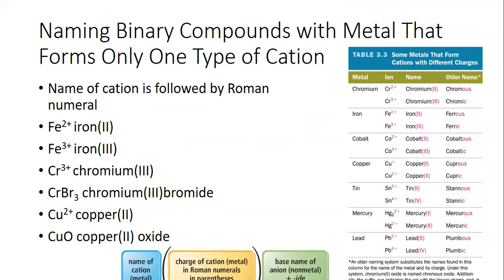Now let's name binary ionic compounds. Again, one type of metal, one type of nonmetal. But this time, metals have more than one type of charge. So previously, we were working with metals that only have one charge. Now we're going to work with metals that have multiple charges.